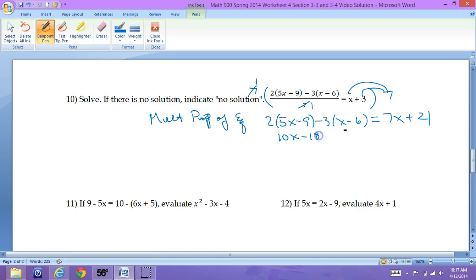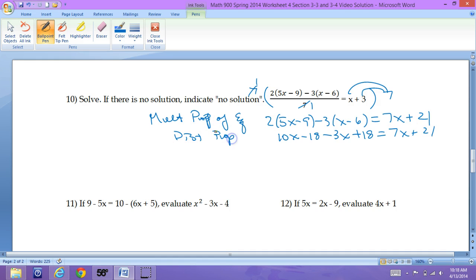10x minus 18 minus 3x. And at this point, I'm going to stop talking about subtraction as adding the opposite. I'm going to stop explaining all the steps I had explained in chapters 1 and 2. At this point, you should be able to flow through this type of problem. And here I use the distributive property.